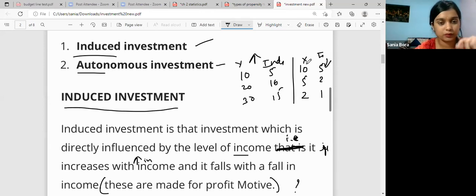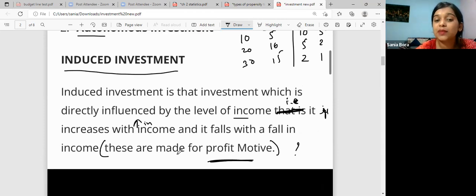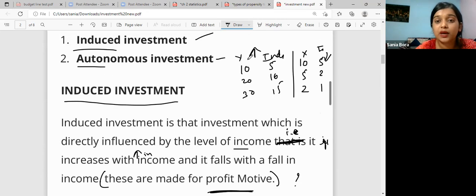Right? These are made for the profit motive. See, over here your income is increasing, so that means you will invest more because you want to earn more profit. But if your income is falling, why would you invest? Because the main motive of induced investment is to earn profit. These are made for profit motive. Clear?